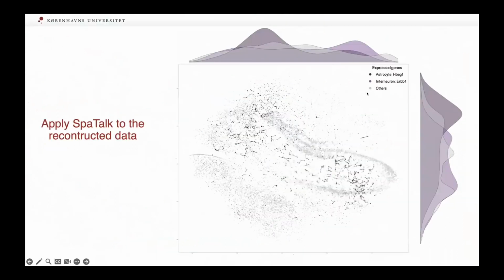Also, we can look into which astrocyte is communicating with which interneurons through the specific ligand receptor HBEGF and ERBB4. So here we don't show all astrocytes or interneurons that are communicating with each other. We only show the ones that communicate using a certain ligand receptor. As we show here, we can see exactly which astrocyte is communicating with which interneuron using this ligand receptor.